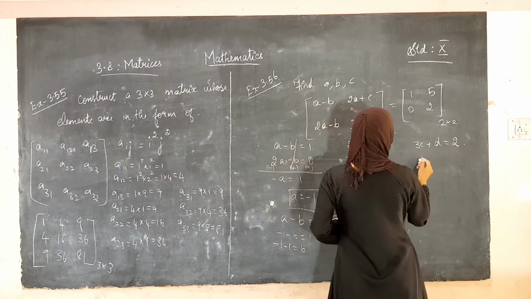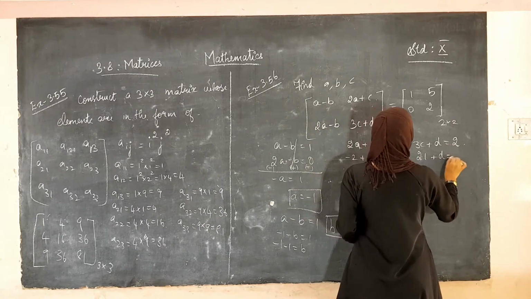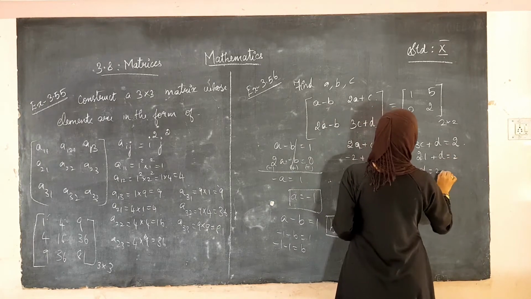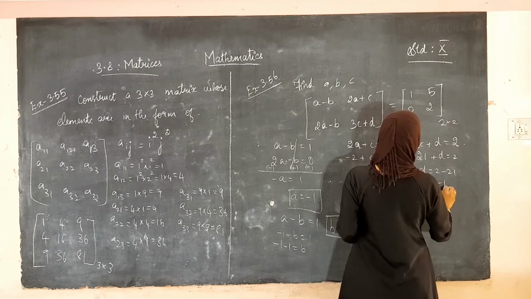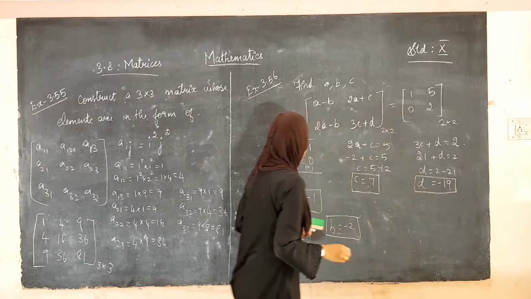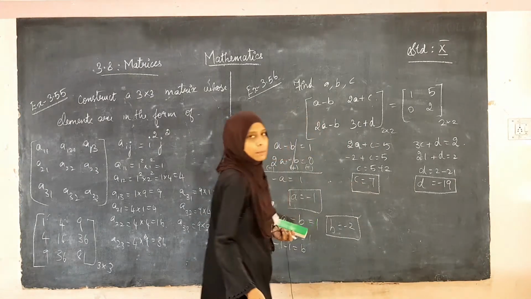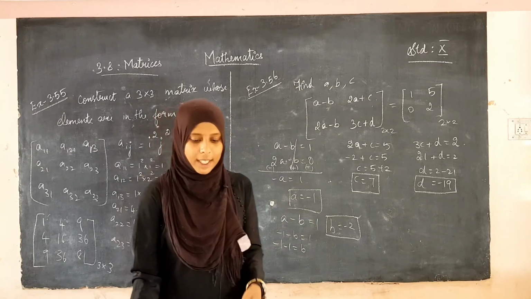So, from this C is 7. 7 into 3 is 21 plus D is equal to 2. Therefore, D is equal to 2 minus 21, which is equal to minus 19. D's value is minus 19. Right? A's value is minus 1, B's value is minus 2, C's value is 7 and D's value is minus 19. With this we are completing the example.